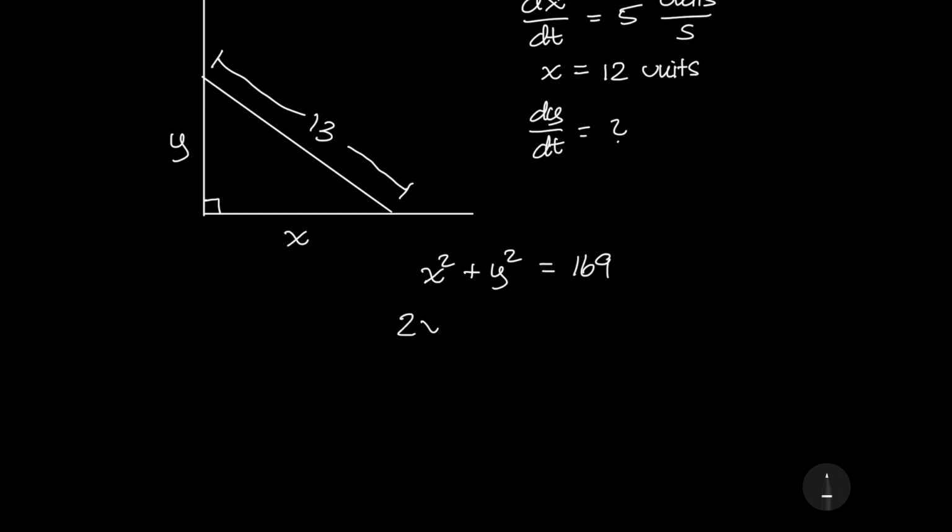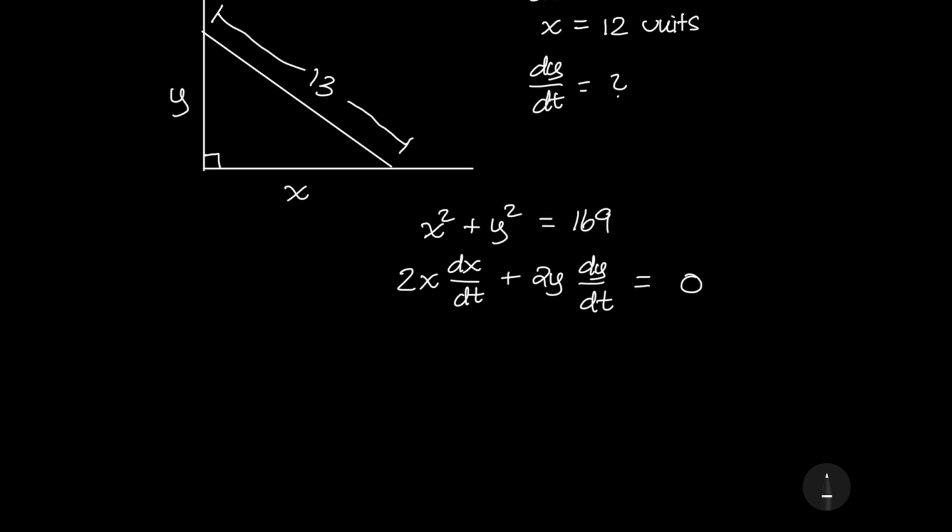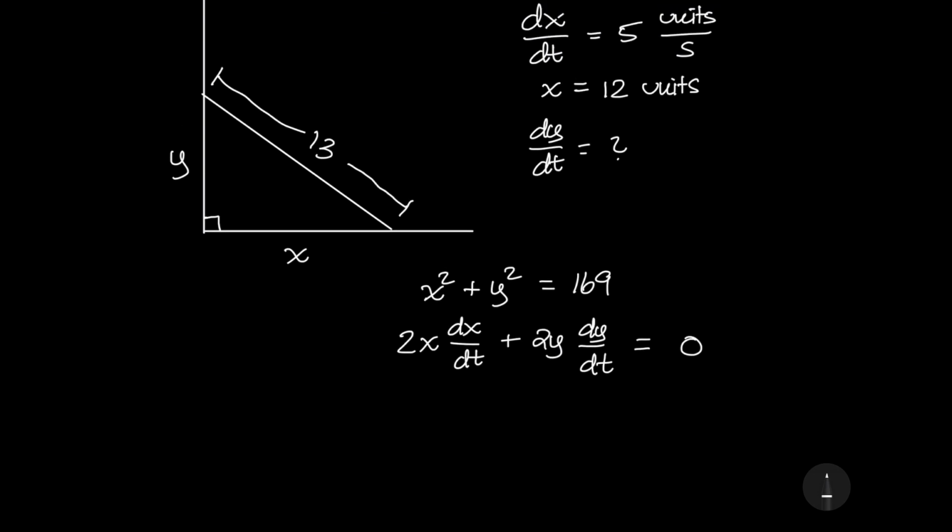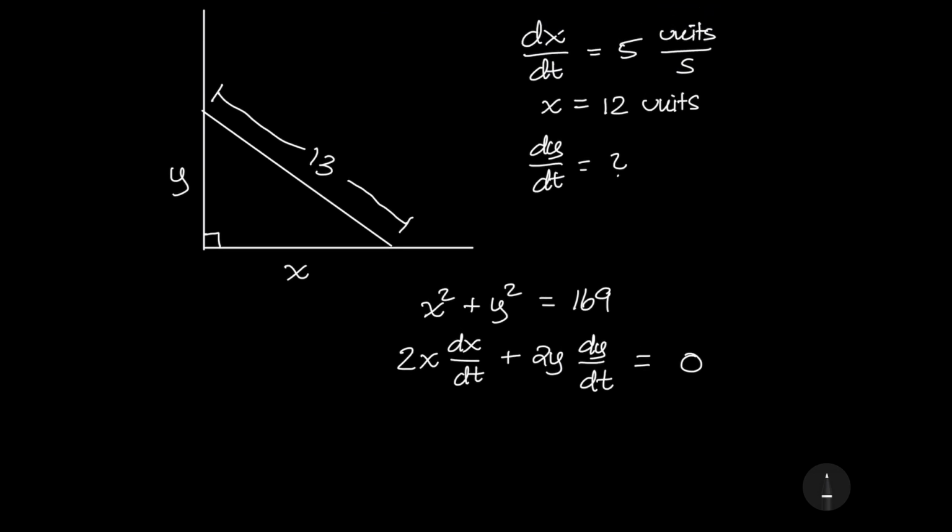If I do that, this gives me 2x times dx dt plus 2y times dy dt is going to equal the derivative with respect to time of 169. Well, 169 is just a constant, and the derivative of any constant is 0. So 2x times dx over dt plus 2y times dy over dt is going to equal 0, right? So now we have a new relation.